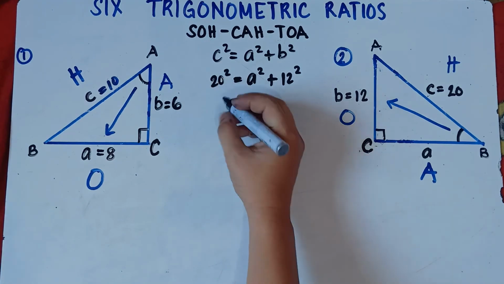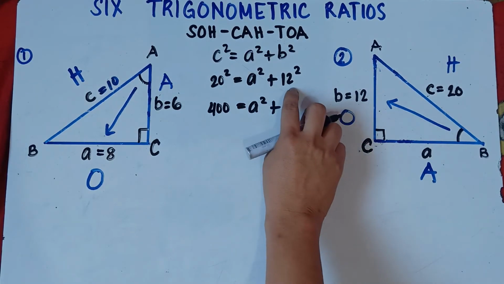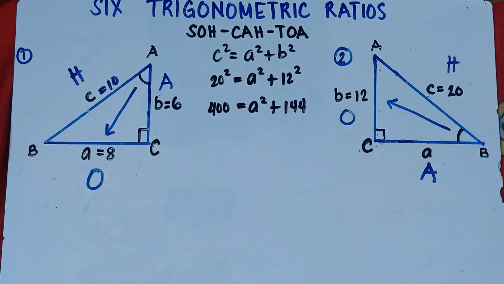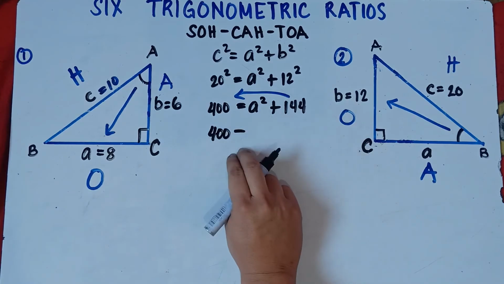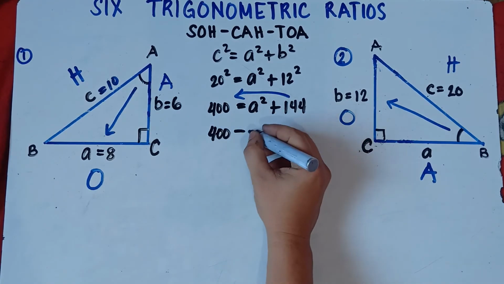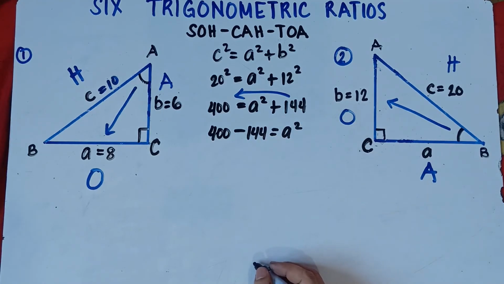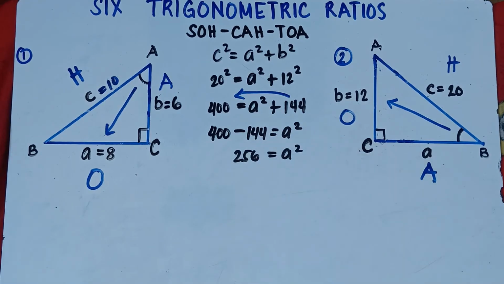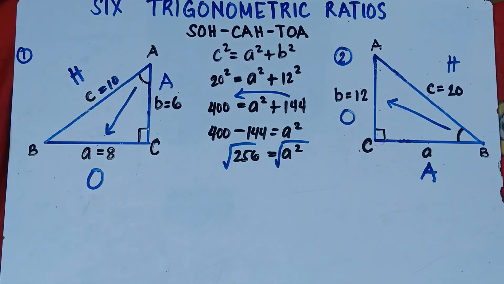And 20 times 20, that is 400, equals copy A squared plus 12 times 12, that is 144. And then to get the value of A, you transpose 144 from right to left. So this will be 400 minus, this is positive, it will be negative once you transfer from this equal sign. Minus 144 equals A squared. So 400 minus 144, that would be 256 equals A squared. So to get the value of A, you extract the square root of both sides.